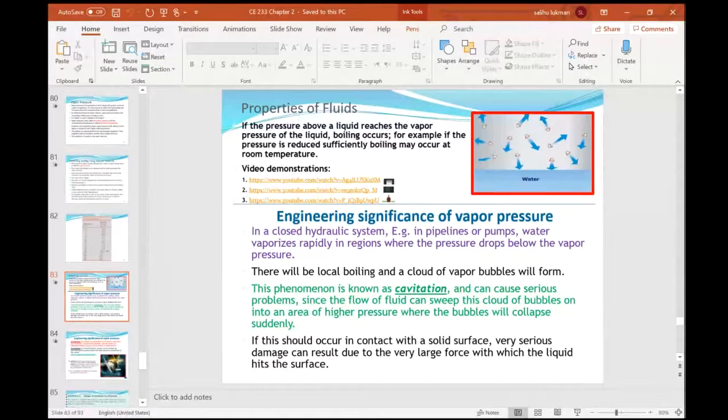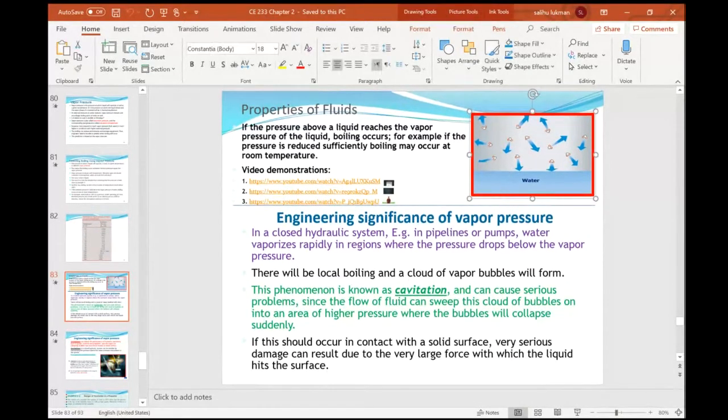So still on the properties of fluids, if the pressure above a liquid reaches the vapor pressure of the liquid, boiling occurs. For example, if the pressure is reduced sufficiently, boiling may occur at room temperature. This I just finished explaining. You see in this figure that we have water in liquid form, and we have the vapors escaping from the surface. If the surface of the water is closed, the vapors will not escape, but they will come back to the liquid. That is when we say saturation occurs.